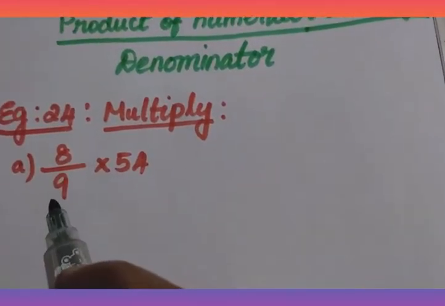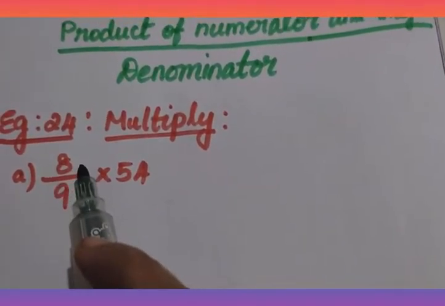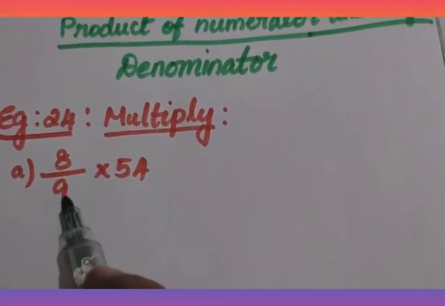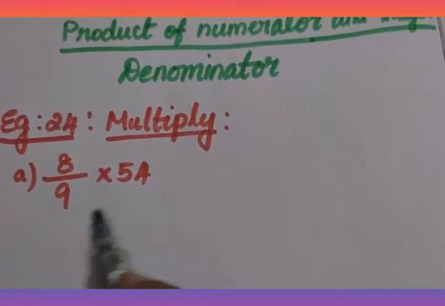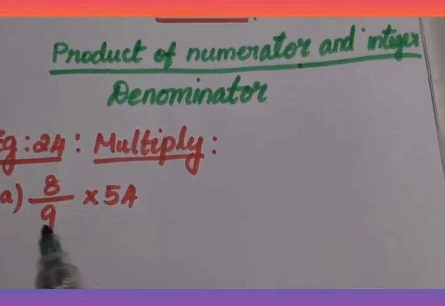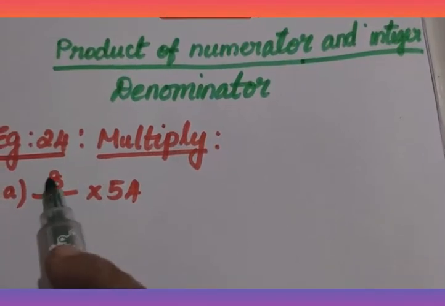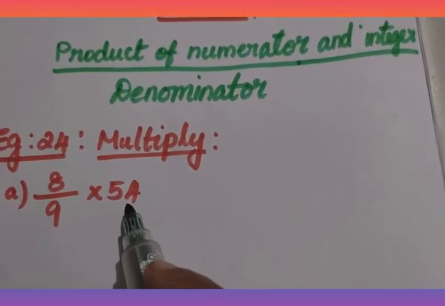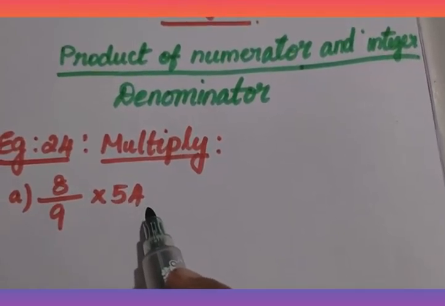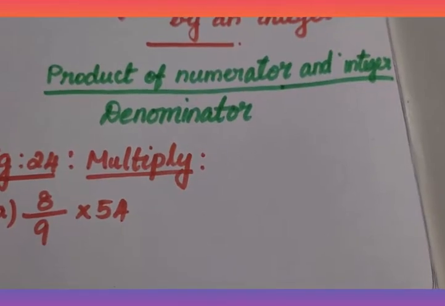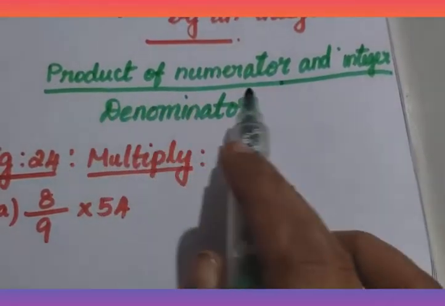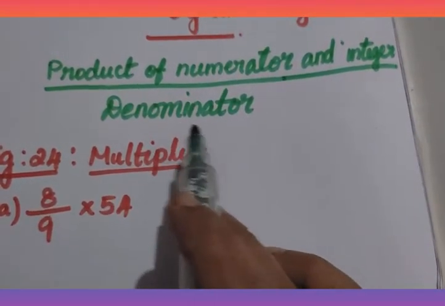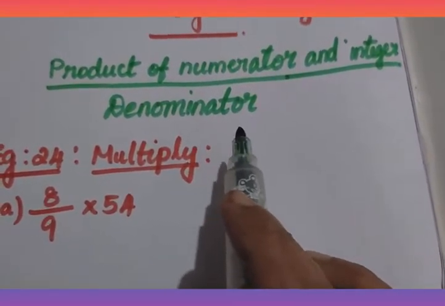Let us do the first question, children. Example 24 from page number 64. The first question is 8 by 9 into 54. Here we are multiplying a rational number. 8 by 9 is a rational number and we are multiplying by an integer. Here 54 is an integer. What's our rule? The product of numerator and integer goes in the numerator part, and the denominator given in the question stays as it is.